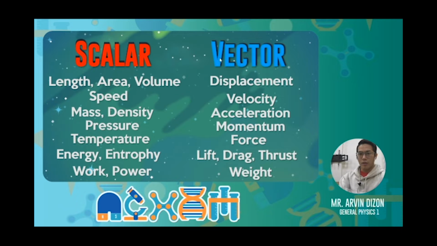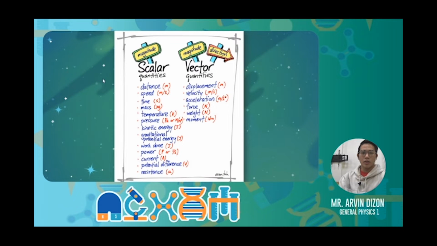On the other side, we have vector. We have displacement, velocity, acceleration, momentum, force, lift, drag, thrust, and weight. So those are the list. These are another additional scalar and vector quantities.